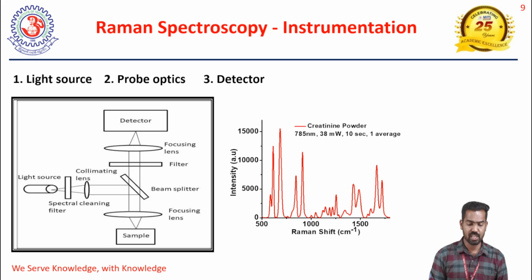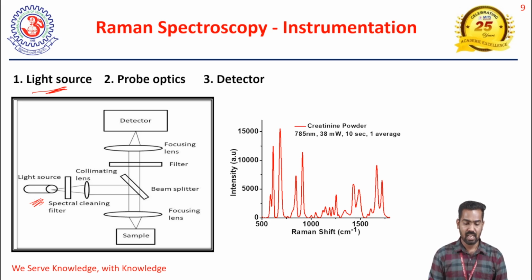Here you can see that in every spectroscopy, whether it is IR, Raman, UV, whatever spectroscopy, there should be a light source. For example, in the case of IR spectroscopy, we are using some mercury lamps for IR radiation. In UV-visible spectroscopy, for UV light we are using either hydrogen or deuterium lamps. For visible light, we are using a tungsten lamp. In a similar way, in Raman spectroscopy, we are using a laser light source. You know that lasers are monochromatic in nature.